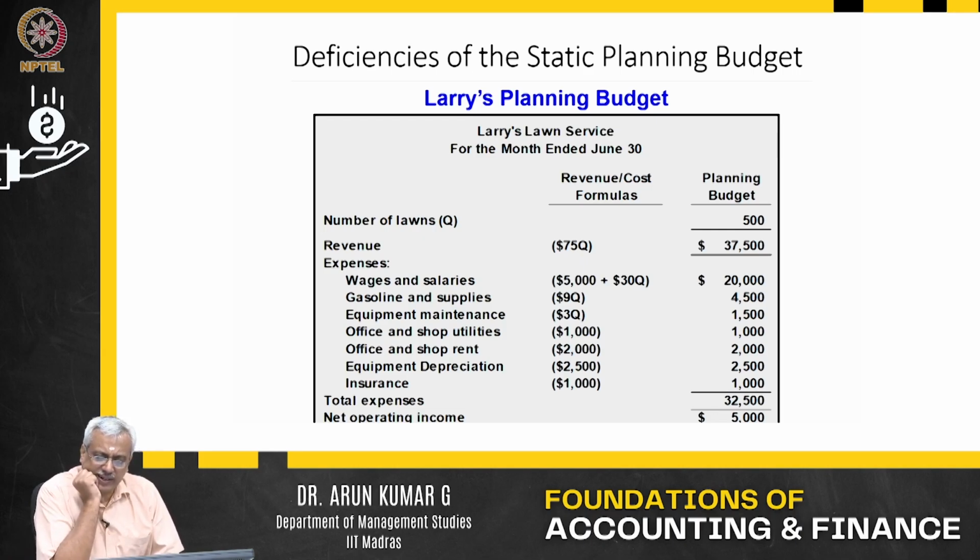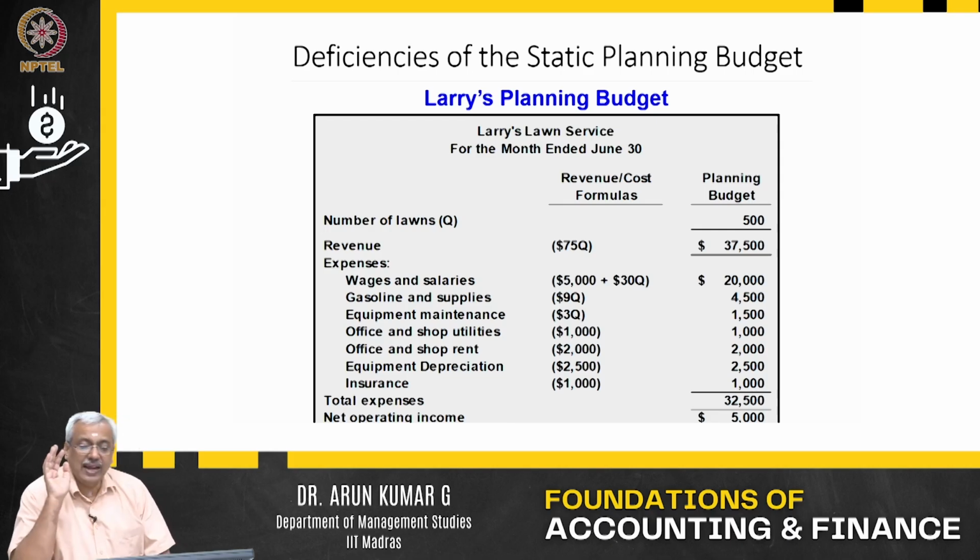I say I mow 500 lawns, my revenue is going to be 75 into 500. My wages and salaries will have both fixed and variable components. That is what you see here. The fixed component is 5,000. The variable component is $30 per lawn, so 30 into Q. My gasoline and supplies is only variable, 9Q. Equipment maintenance is 3Q, whereas my shops and utilities is fixed, $1,000. Office rent is 2,000. Depreciation, insurance and so on and so forth.